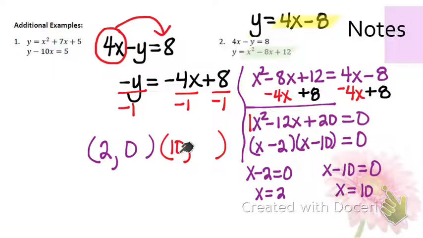Now let's do the same thing with the 10. Take the 10, substitute it in here: 4 times 10 minus 8. 32. And that would be your two solutions.